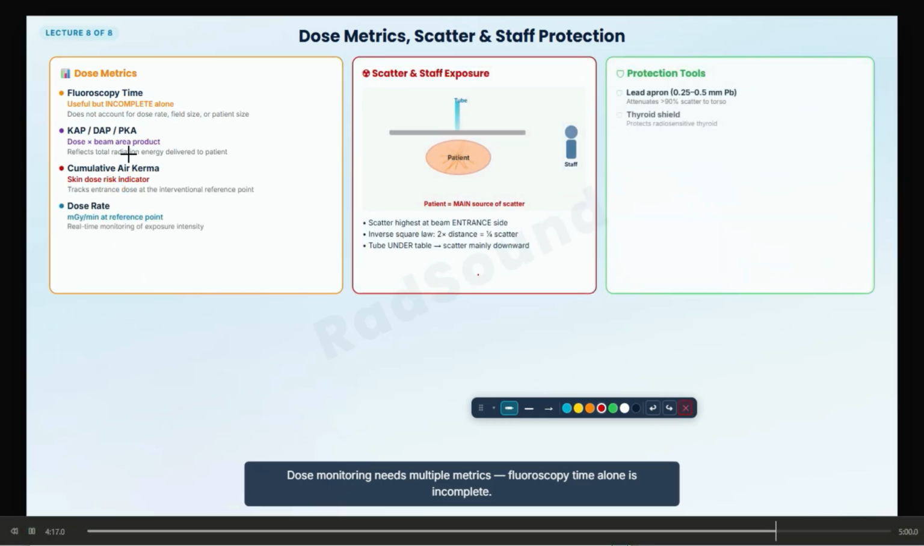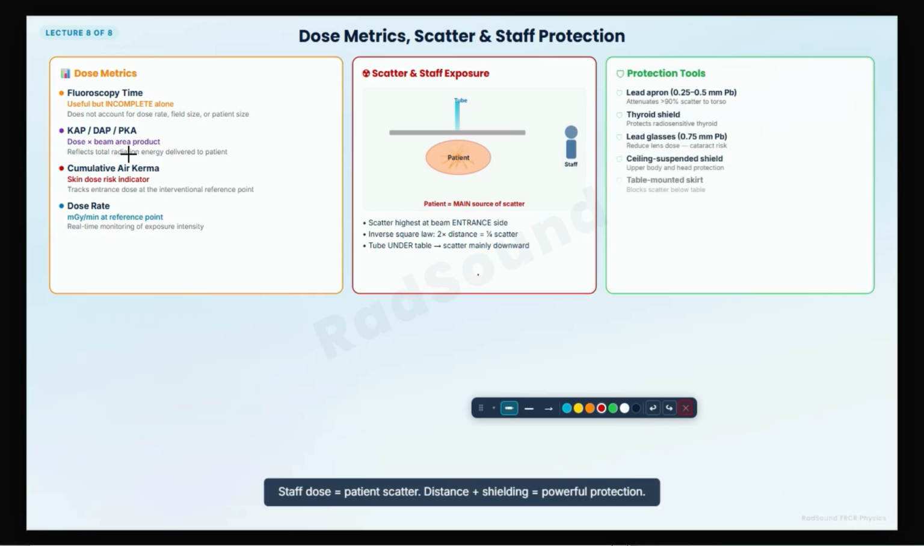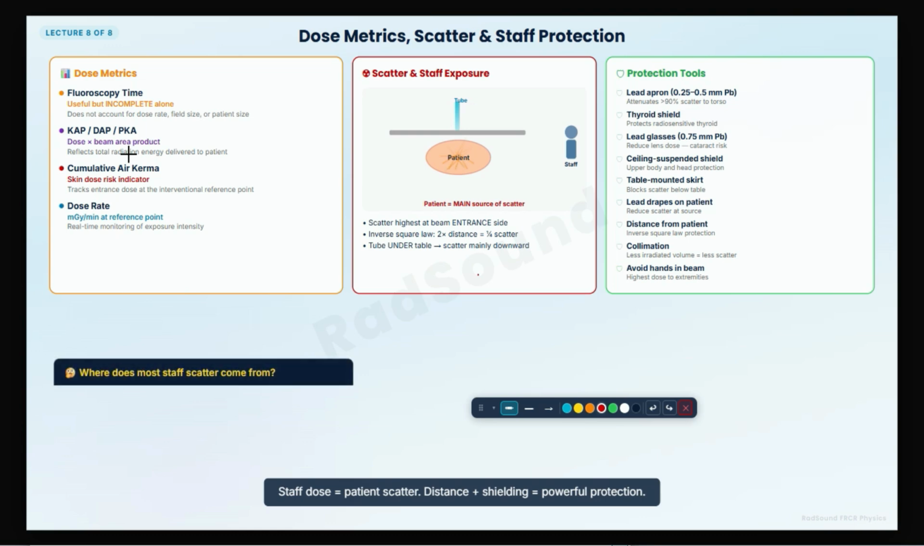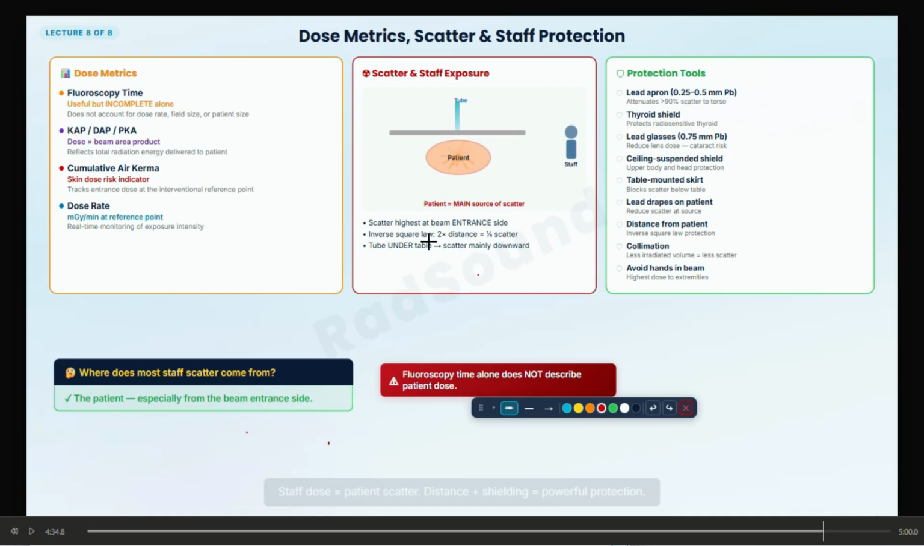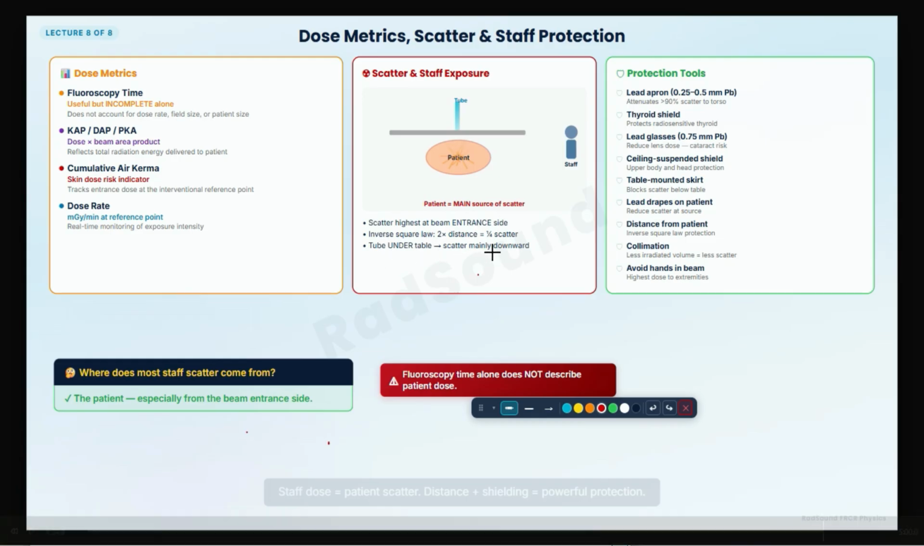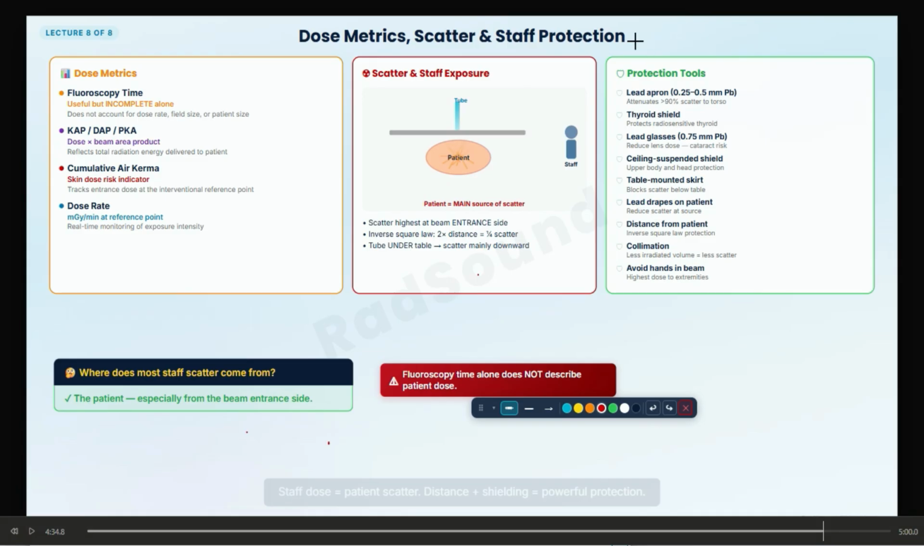You have time, you have kVp, DAP, or PKA, the dose area product, cumulative air kerma, skin dose, dose rate, and others. Then there are scatter protection tools for the patient and staff. You start by using the tube under the couch, so most scatter goes mainly downward. It will not go to the patient or to the staff. Also, stay a bit away from the patient, mostly for the distance.